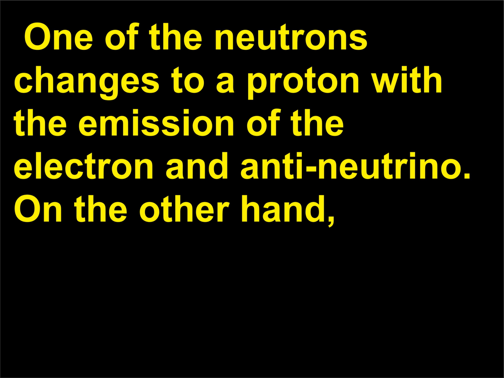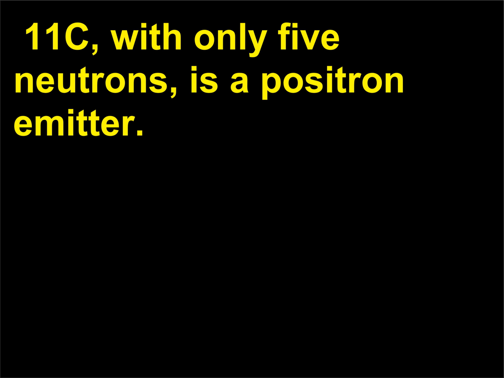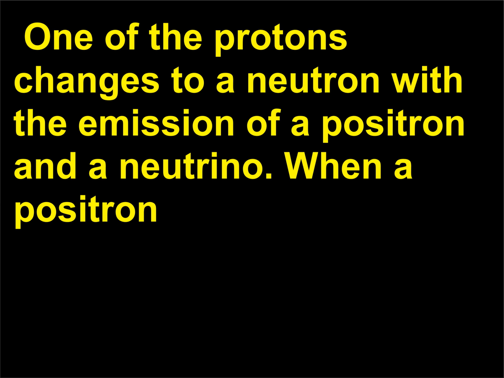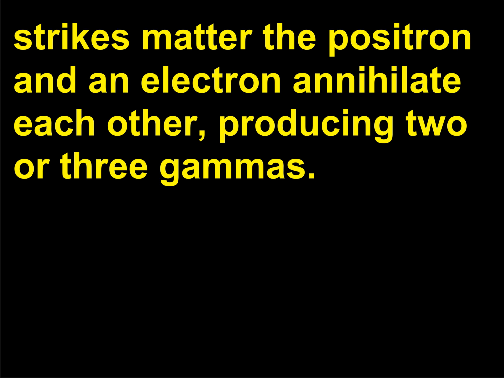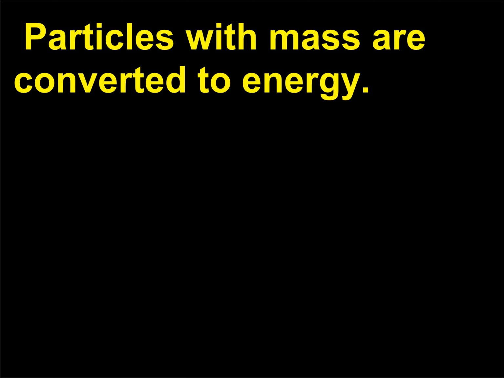On the other hand, 11C, with only 5 neutrons, is a positron emitter. One of the protons changes to a neutron with the emission of a positron and a neutrino. When a positron strikes matter, the positron and an electron annihilate each other, producing 2 or 3 gammas. Particles with mass are converted to energy.